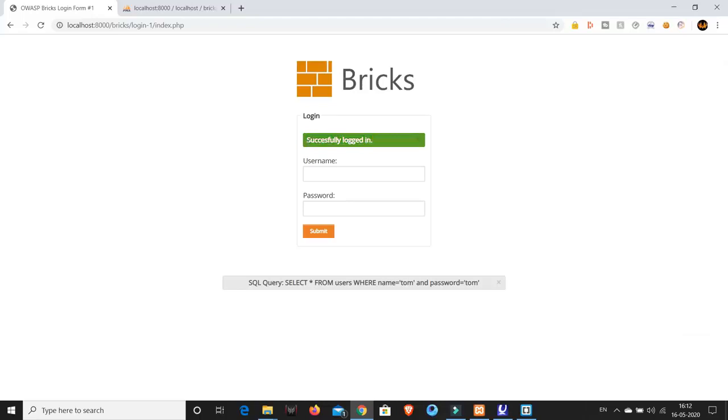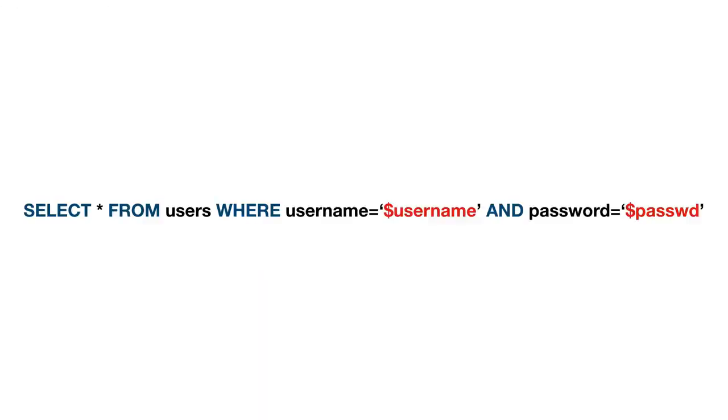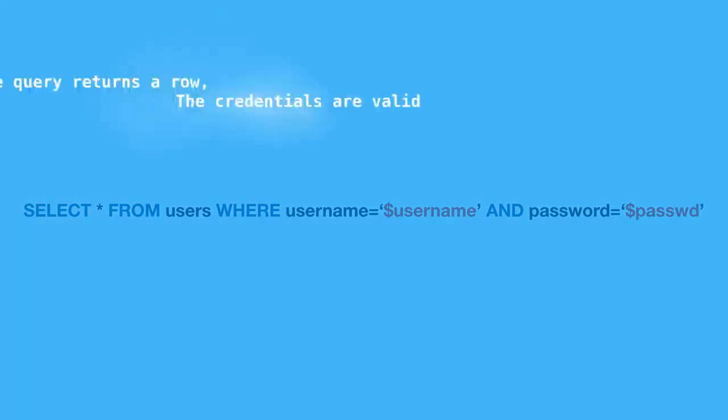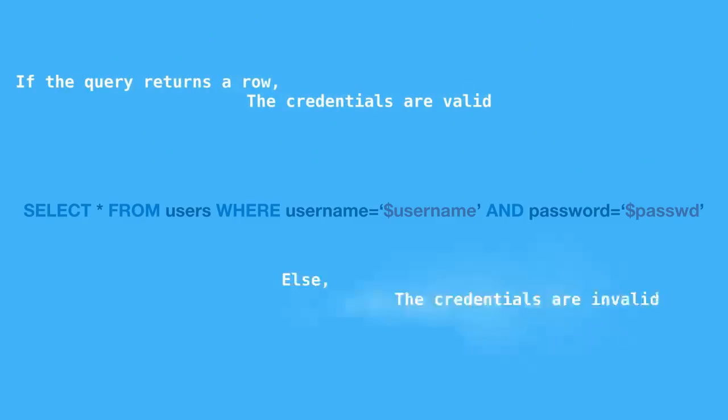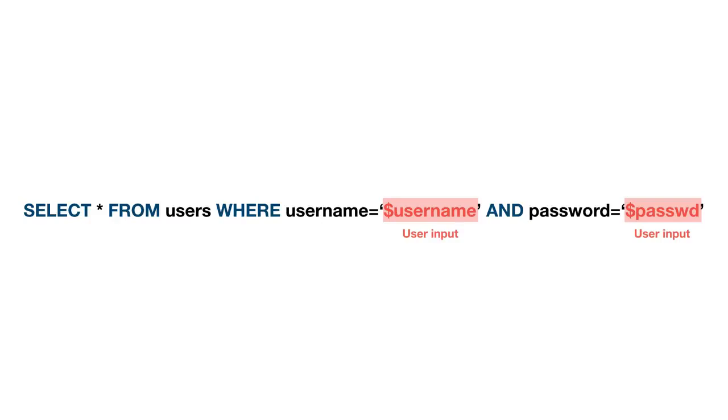Intuitively, the way it's done is by performing an SQL query like this, which tries to fetch a row from the user's login table with the given username and the password values. If the query returns a row, then the credentials are valid. Else, they are not. These SQL queries, as you can see, include user input.